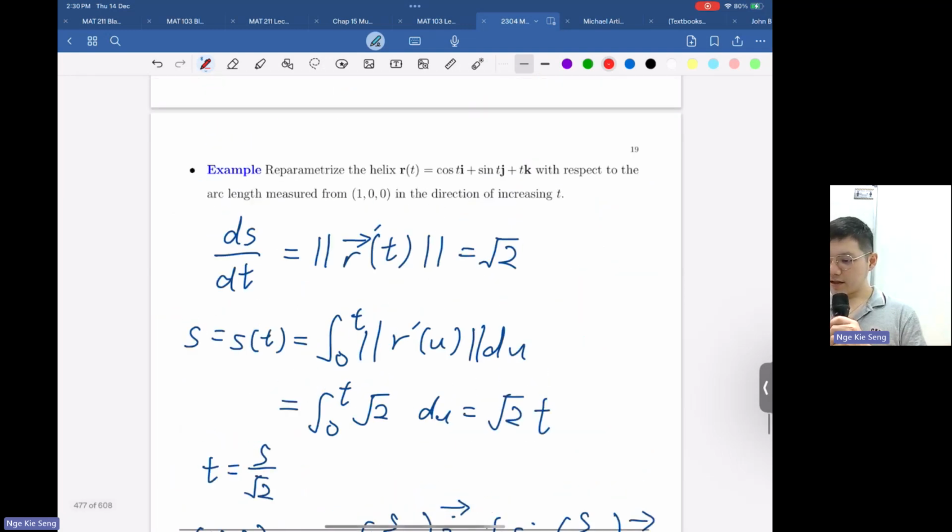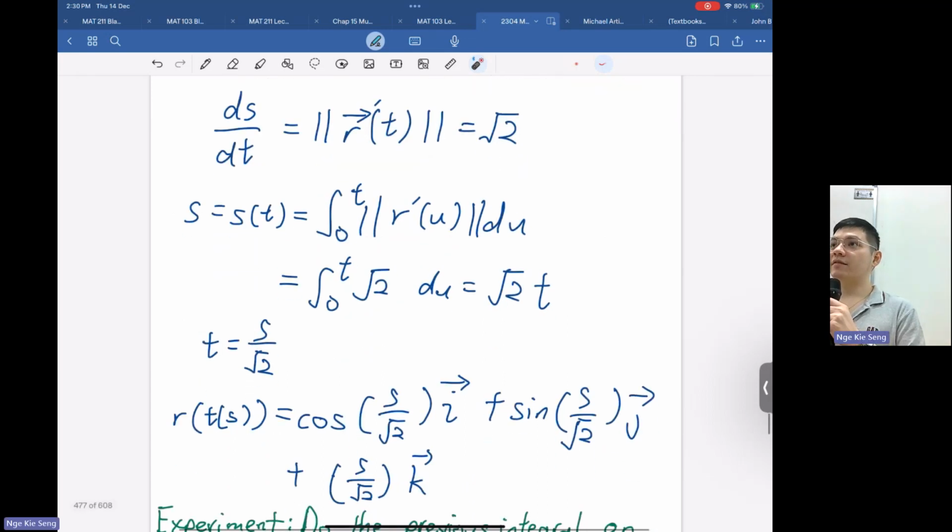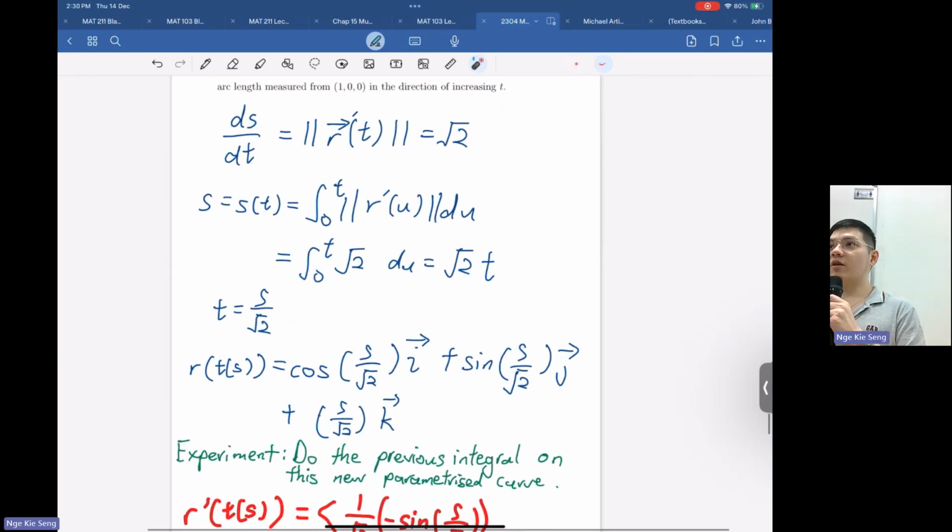Okay, so you can see that the new parametric vector function here has a unique tangent vector at every point. Make sense or not? Okay. This is what we call the arc length reparameterization.